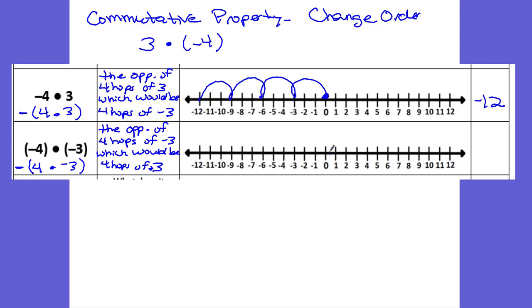So when we do this, we start at 0, and each of our hops are going to have 3 positive units, so we're going to go to the right. There's 1 hop, 2 hops, 3 hops, 4 hops. Each hop, you can count, is 3 units. And we end up, our endpoint is at a positive 12. So negative 4 times negative 3 equals a positive 12, or just 12.